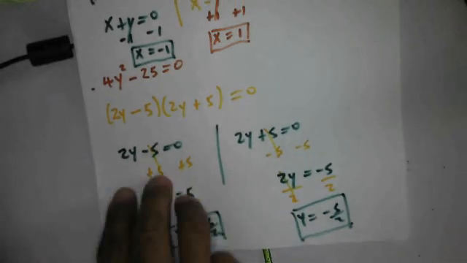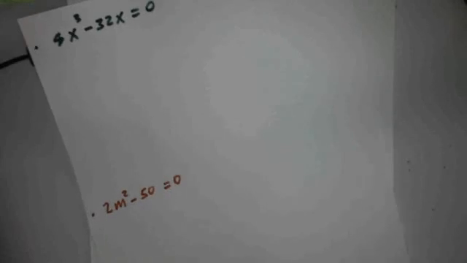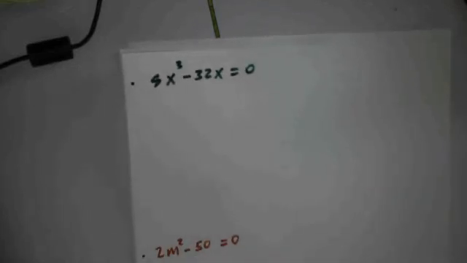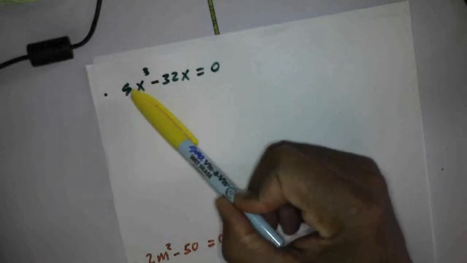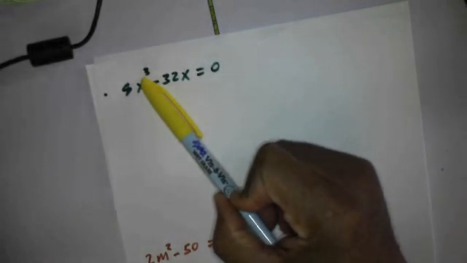Okay. Now let's look at when we have a mixture of both G.C.F. method and difference of squares. So in our first example, we realize that 8 is not a squared term. X cubed is not a squared term.